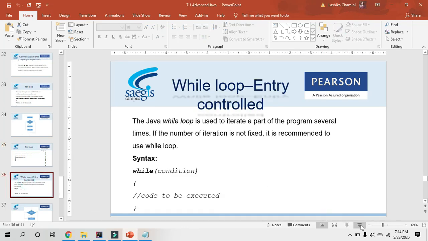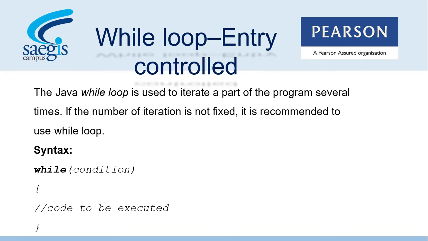Then the while loop. We call this while loop entry controlled because in the while loop we check the condition at the beginning of the loop, and we can use this while loop if the number of iterations is not fixed. So if the number of iterations is not fixed, then it is recommended to use this while loop. So this is the syntax. First give the keyword while, then check the condition, and inside the brackets you have to give the code that you need to be executed.